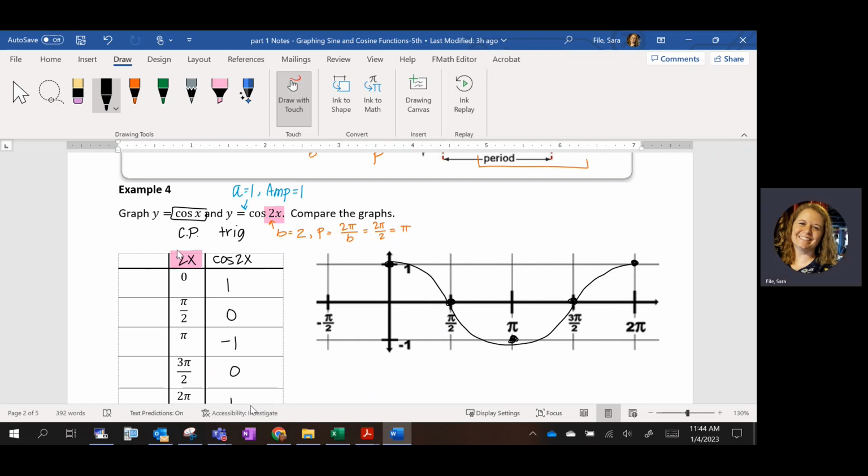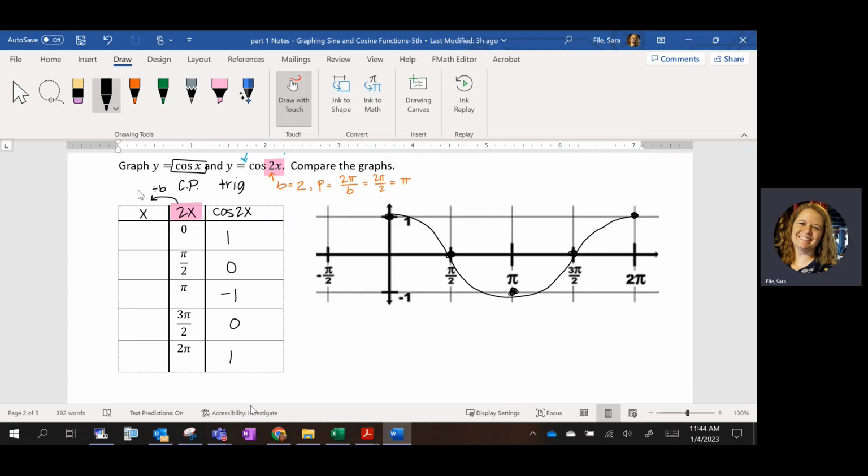But I have a column to the left because I have to get x alone before I have my x values. So what would I have to do to get x alone? How do I get rid of that 2? Yeah, so anytime you have a b value, you have to go backward from the critical point column and divide out the b. So in this case, divide by 2.